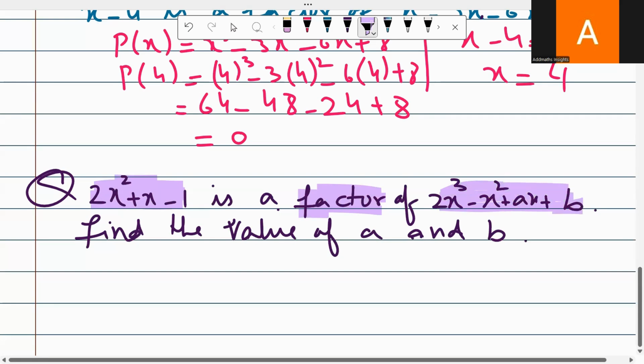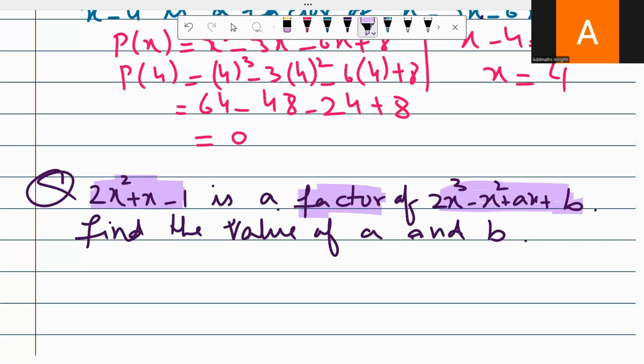Means when you divide this whole expression 2x cube minus x square plus ax plus b by 2x square plus x minus 1, your remainder is 0. Because now we have, instead of a linear, a quadratic expression, what you need to do to apply the factor theorem is factorize this, to change it into a product of two linear factors. So how can you factorize it?